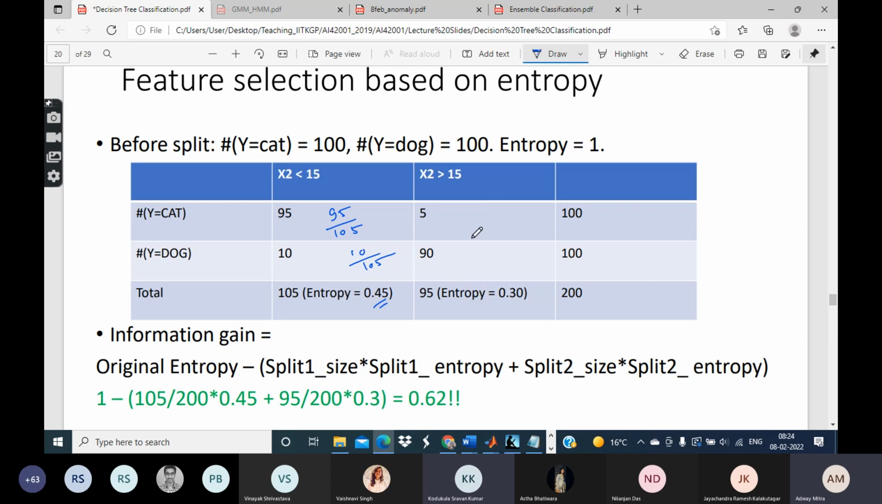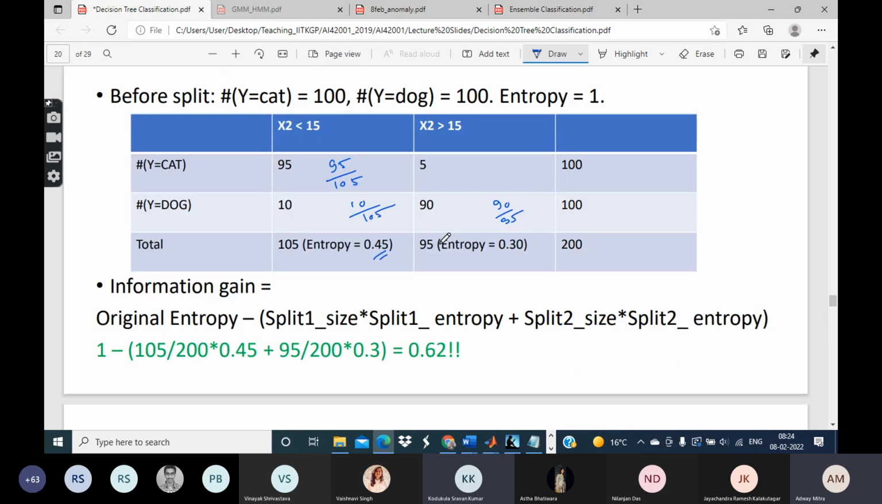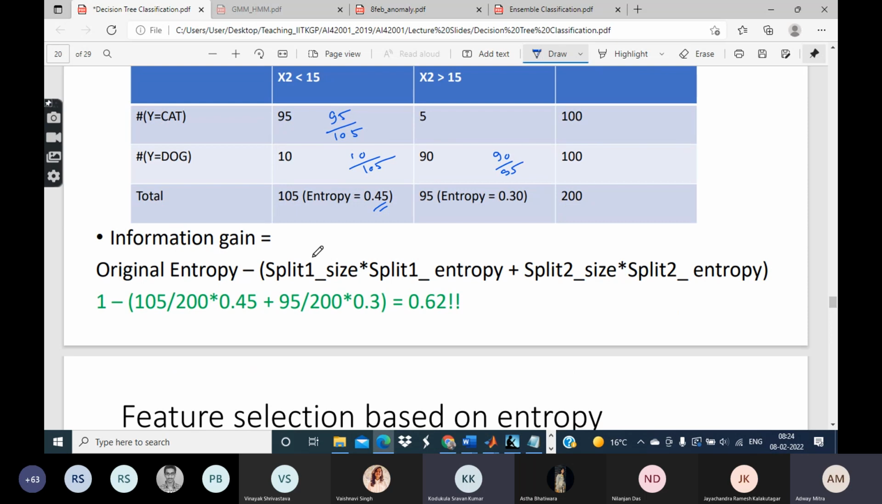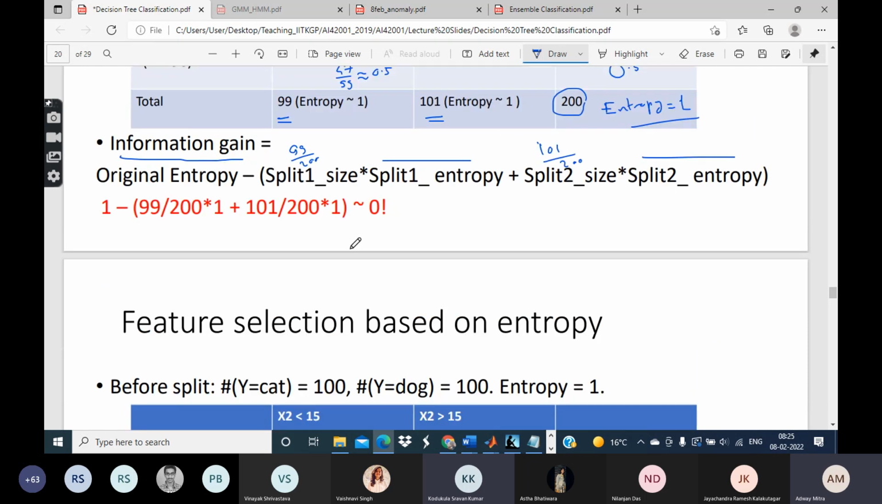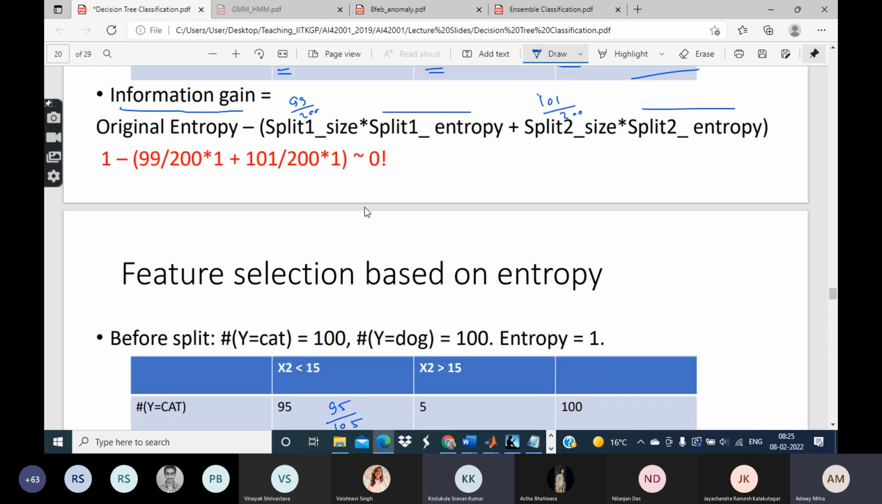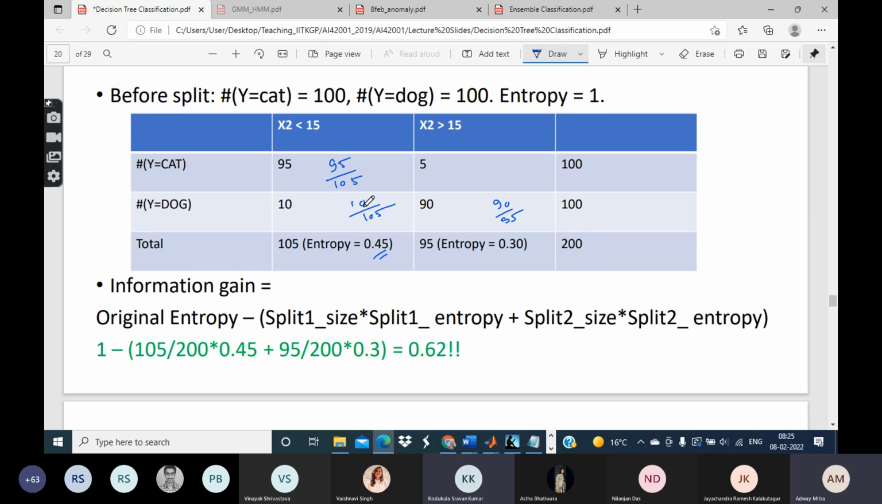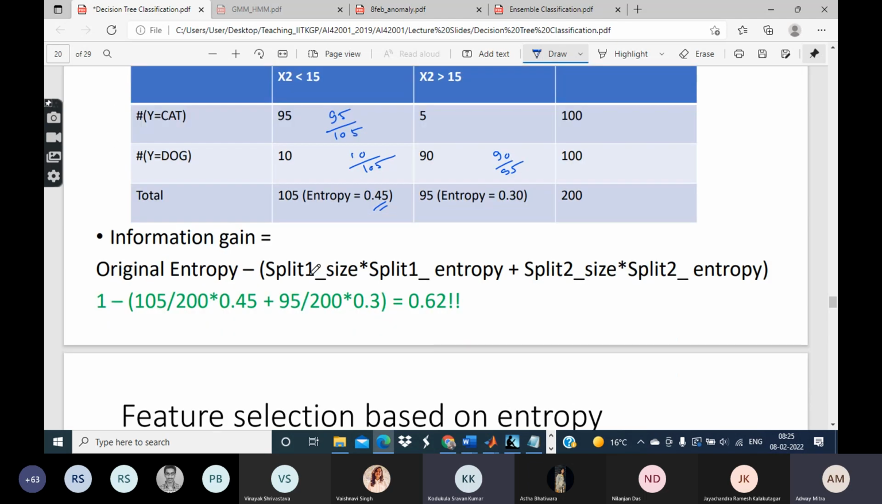So we have 90 out of 95 probability of one class. If you calculate the entropies and multiply them by the relative split size, then what you will actually get is a very large information gain of 0.62. So unlike the previous feature where the information gain was almost zero, in this case you have got a large information gain. Okay, and why do I multiply this by the split size?